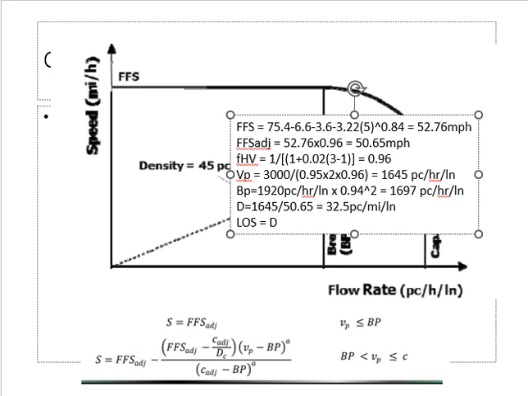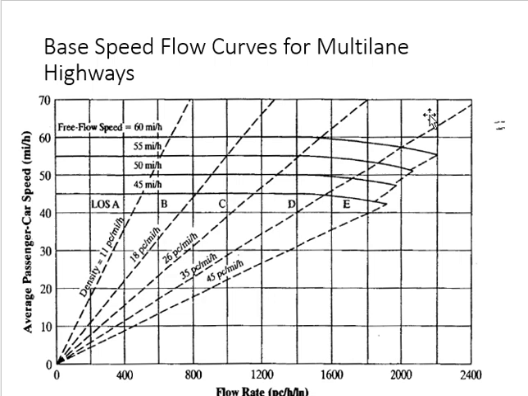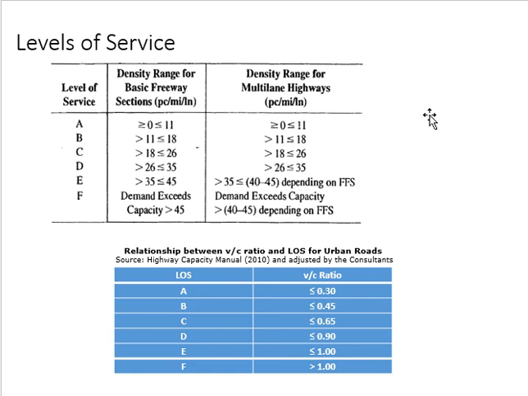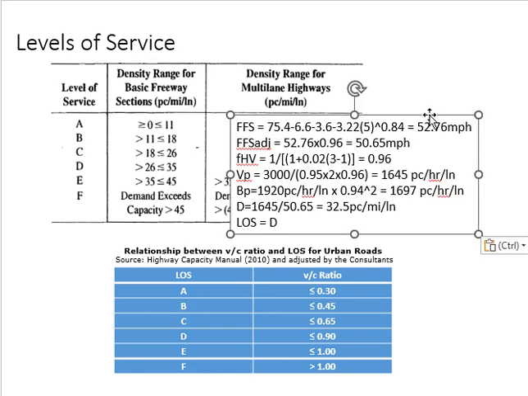30.5. So I will go again to the level of service table. My value is 32.5. My level of service is how much? I'm still D. So level of service is the same. Now because of weather condition, what changed? Level of service did not change, right? The traffic is more or less the same.